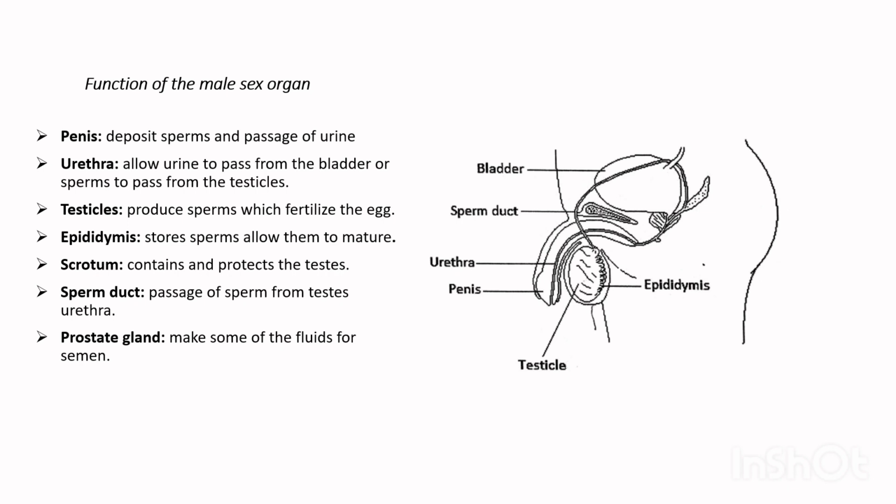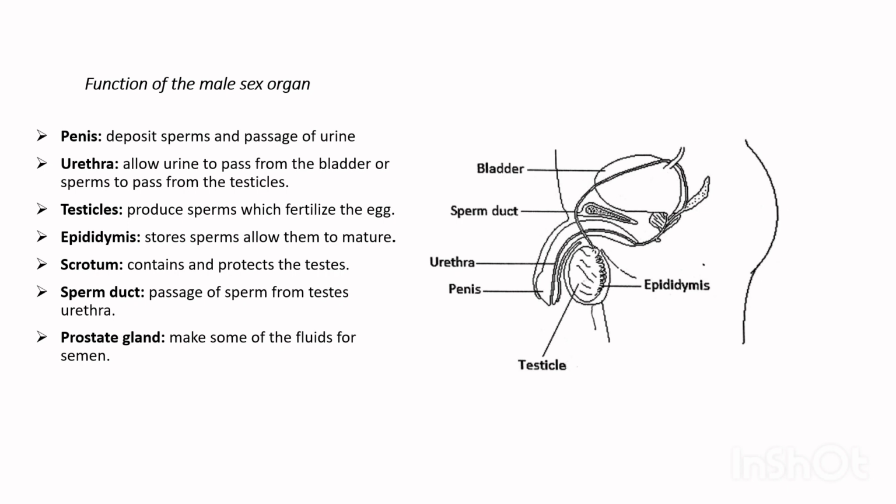We move to the next point, which is the scrotum. What is the function of the scrotum? So the scrotum is simply a layer that protects the testes. Okay, it's simply a layer that protects the testes. So what's the function of the scrotum? It contains and protects the testes. Then that's all, as simple as that.